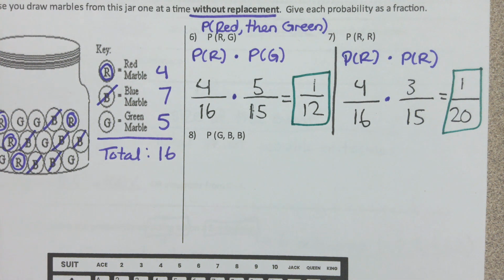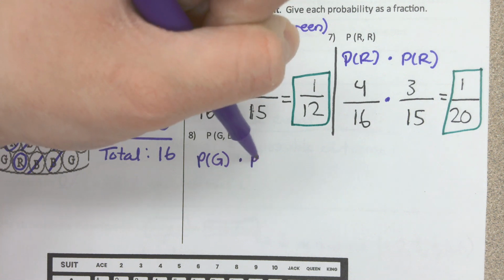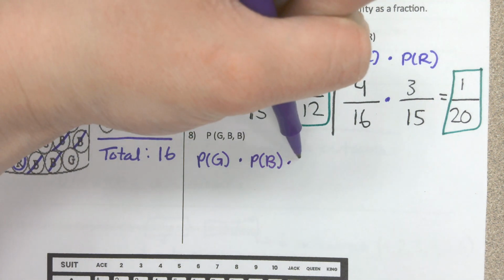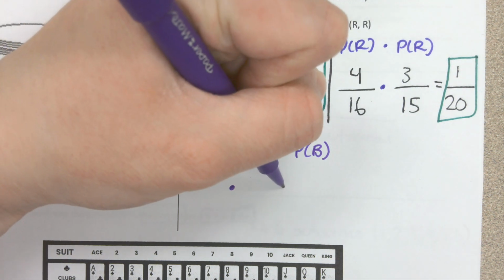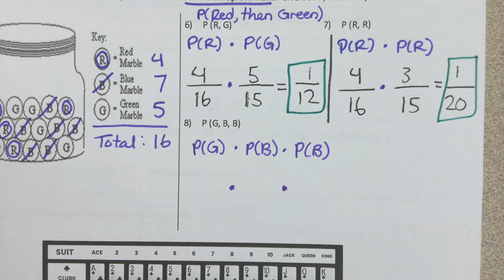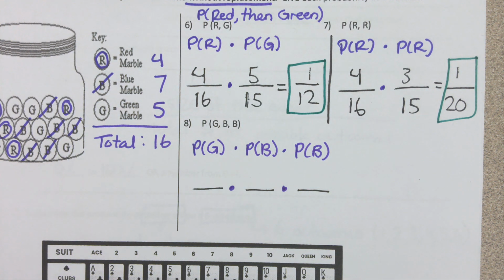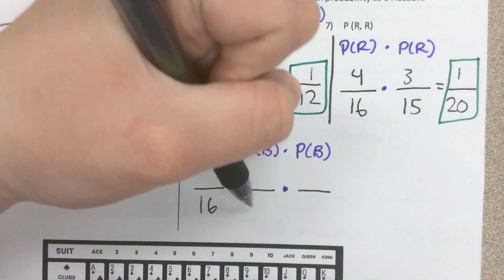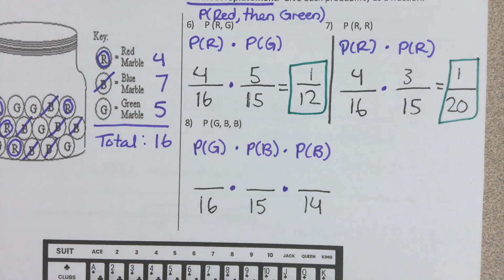Number 8, we're going to do 3 draws. Probability of getting a green, and then a blue, and then another blue. I'll go ahead and do the denominators first since that pattern's very easy to see. First draw we have 16 marbles, second draw we have 15, third draw we have 14 left. Take away a marble each time. First draw I have all the greens available to draw from. There are 5 in there.